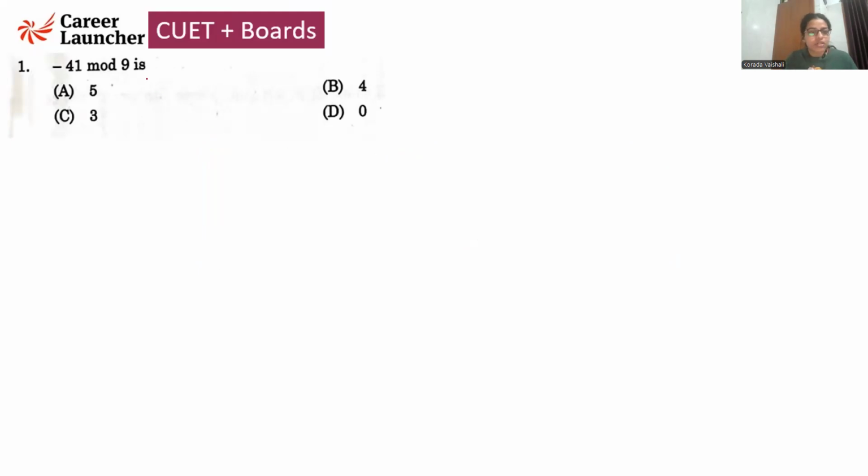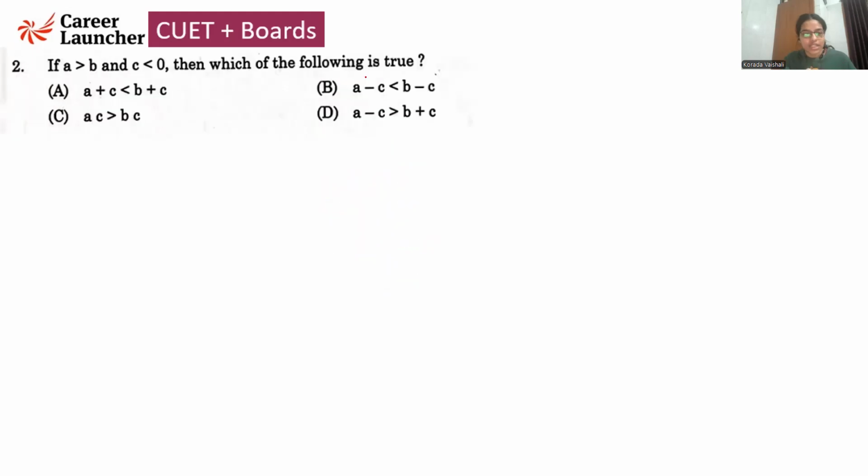Question one was to evaluate the expression minus 41 mod 9. Can I straight away write this down? Basically we are looking at the remainder when minus 41 is being divided by 9. So I can write this down as minus of 45, then changing the signs, and I can see that the remainder is 4, so option B will be right.